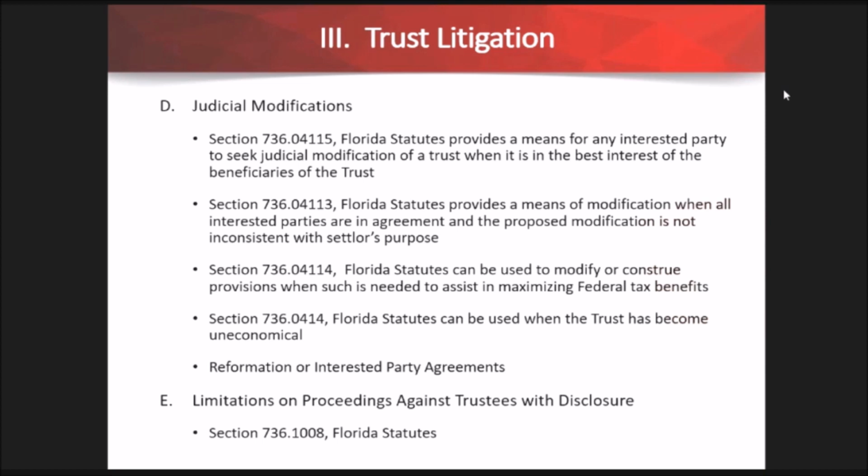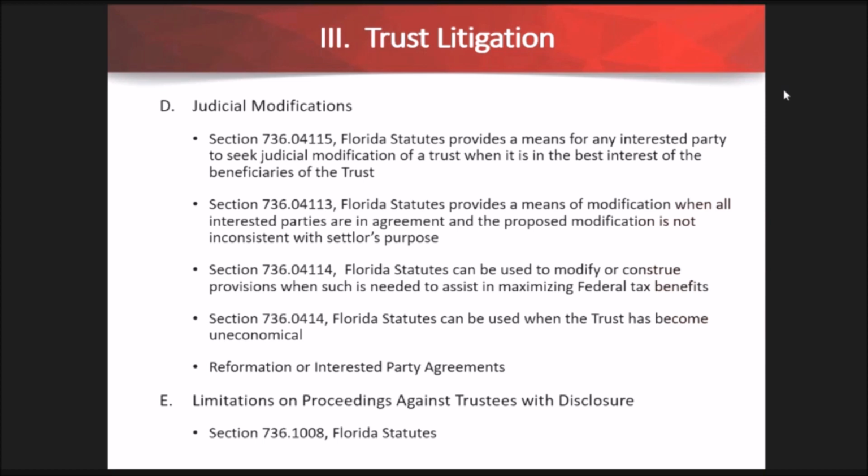Section 736.04114, Florida Statutes, can be used to modify or construe provisions which are needed to assist in maximizing federal tax benefits. This comes into play when there's been a change in the tax code or something that wasn't anticipated, and if you make a simple modification, a big savings can be made for tax purposes. This has been used in the past when there's been an unexpected change and the trust documents were created 10 or 20 years before.